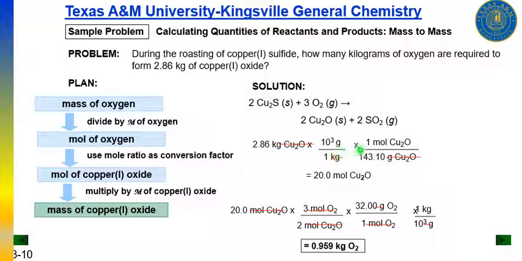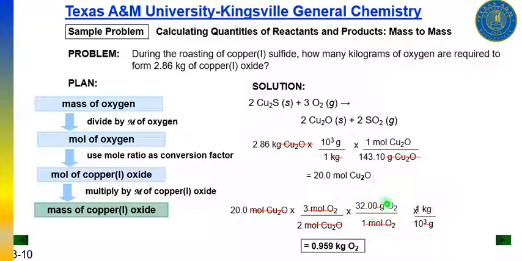And then you divide it by the molar mass of copper 1 oxide, Cu2O. That molar mass is 143.10 grams per mole. And then you determine the moles of your Cu2O. Based on the moles of Cu2O, you calculate the moles of oxygen. Again, Cu2O, 2 moles, is equivalent to 3 moles of oxygen molecule. And then you multiply by the molar mass of oxygen, which is 32.00 grams per mole.